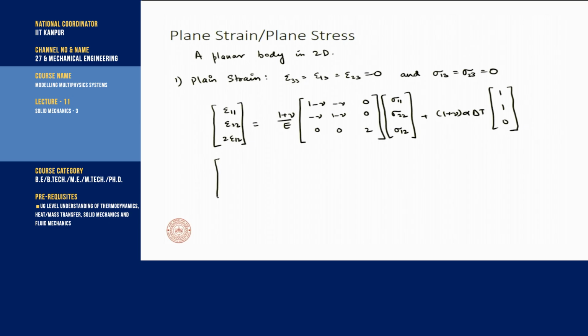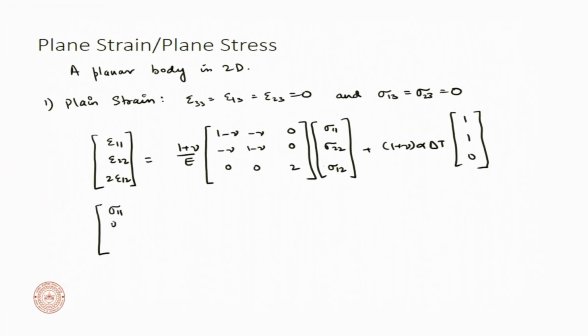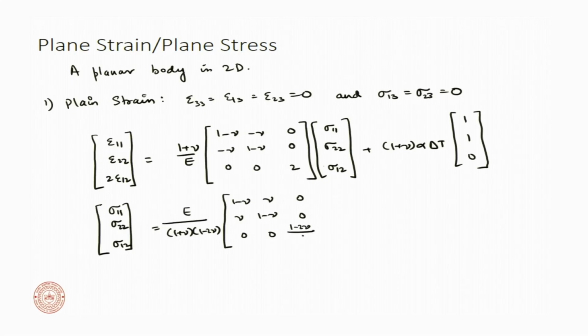Likewise, our stress matrix sigma 1 1, sigma 2 2, sigma 1 2 equals E over (1 plus nu)(1 minus 2 nu), times the matrix [1 minus nu, nu, 0; nu, 1 minus nu, 0; 0, 0, (1 minus 2 nu) over 2].